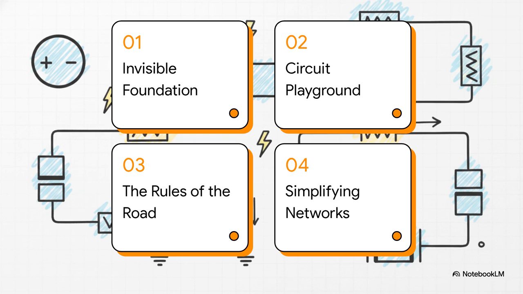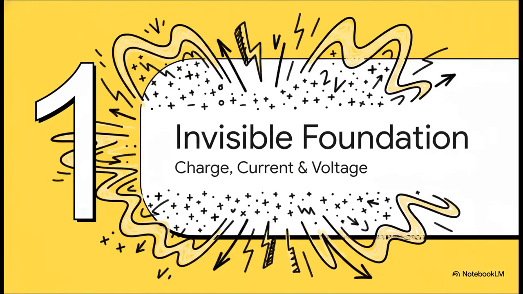1. The invisible foundation. 2. Mapping the circuit playground. 3. The rules of the road. And 4. Simplifying complex networks. Let's get started. Section 1. The invisible foundation. We're talking about charge, current, and voltage.